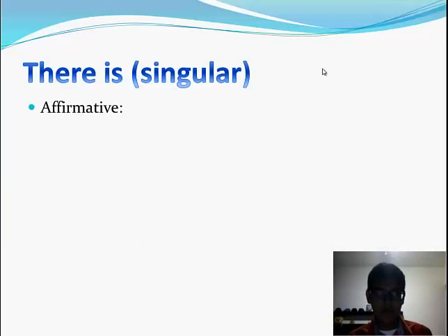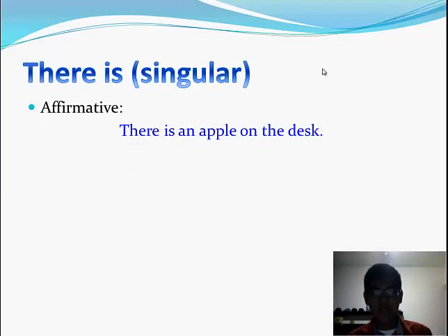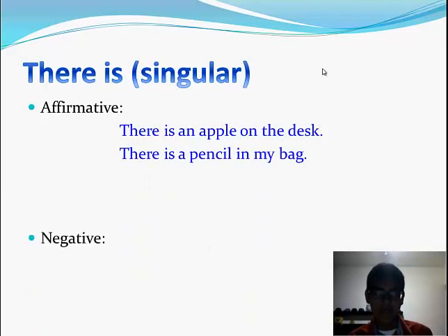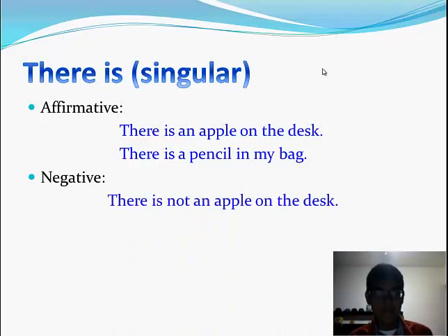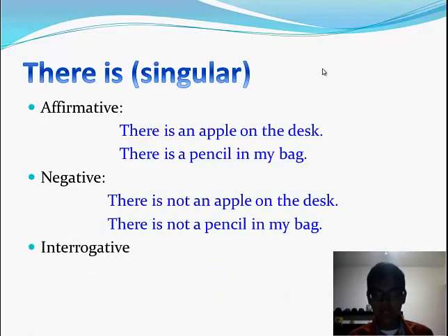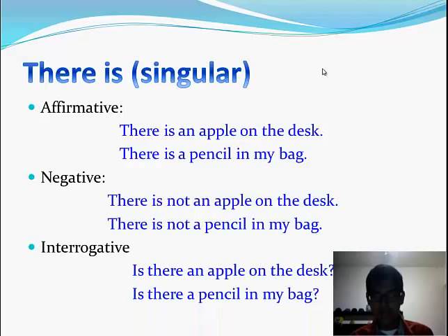Now, there is for singular. Here we have some examples for affirmative. There is an apple on the desk. There is a pencil in my bag. For negative, there is not an apple on the desk. There is not a pencil in my bag. And for interrogative, is there an apple on the desk? Is there a pencil in my bag?